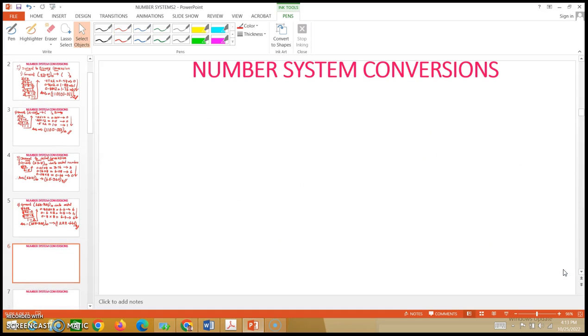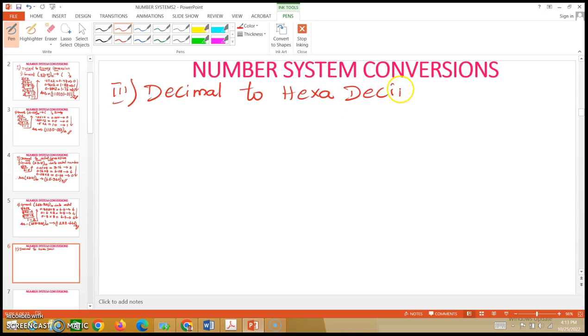Now the next one we are going to see is the decimal to hexadecimal conversion. The third part we are going to see is the decimal to hexadecimal conversion. So hexadecimal conversion means what? To the base 16, or we can say to the base H.